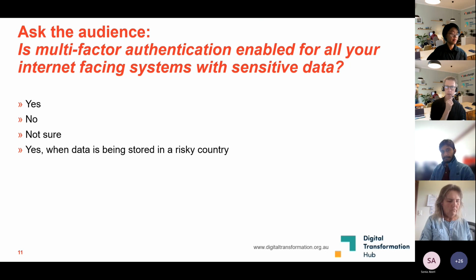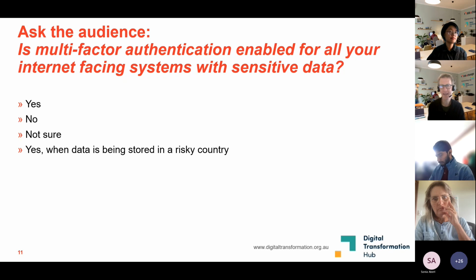All right, next question, just to get a little bit of insight into where people are at. Is multi-factor authentication enabled for all your internet-facing systems with sensitive data? Options up there: yes, no, not sure, and of course, but only when the data is being stored in a risky country. I'll leave you to determine what countries are risky and what are not, but I'm interested in where people are at in terms of multi-factor authentication.